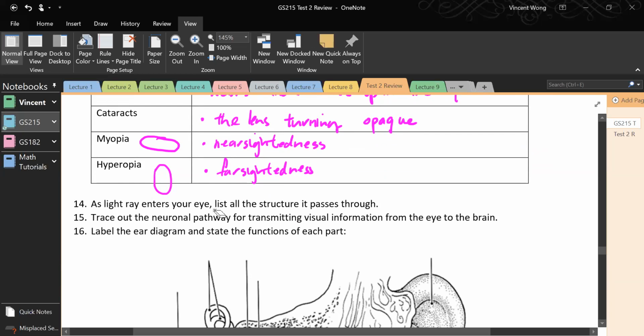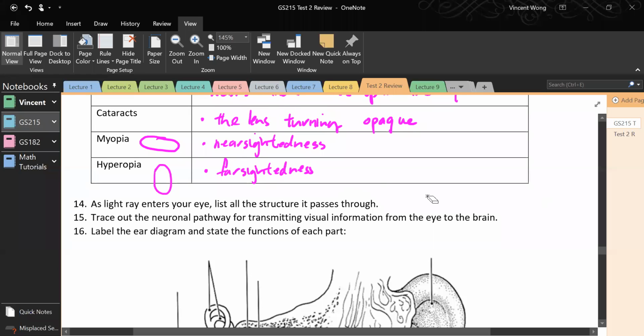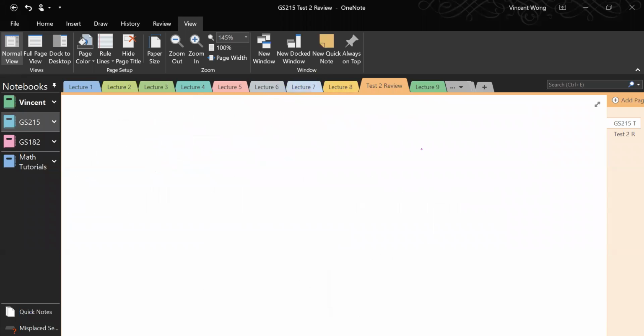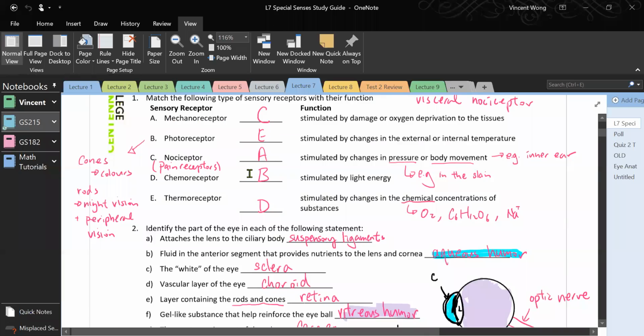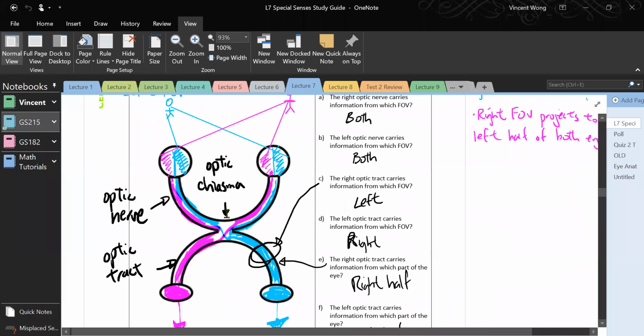As light ray enters the eye, list all the structures it passes through. So for example, it's going to pass through your cornea first, go through the aqueous humor, through the lens, and so on and so forth. You need to make a list of all those structures, okay? And it shouldn't be hard. It's in the lecture notes. The neuronal pathway for transmitting visual information, we did that last week as well. It was that diagram with the right field of view and the left field of view, this one. Okay, so make sure you're able to reproduce that on your own.